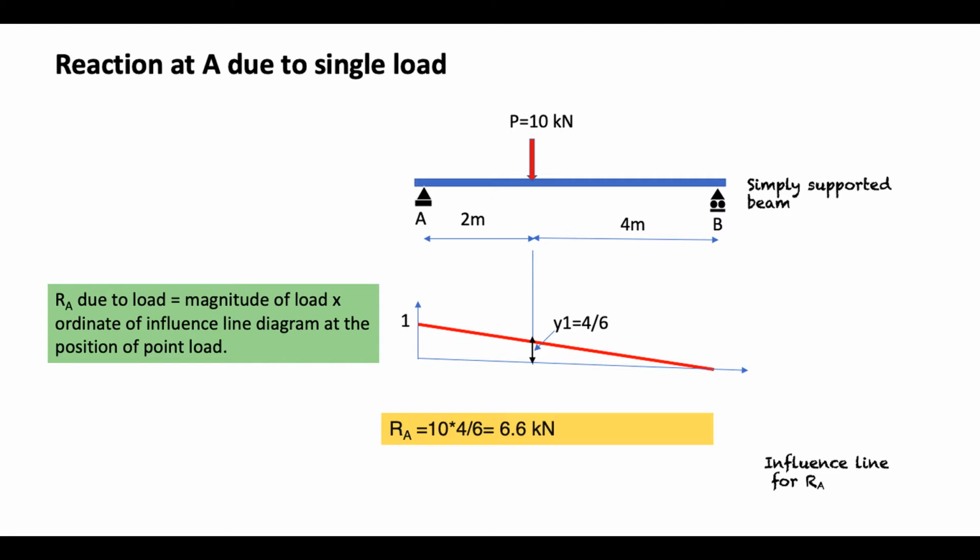It is simply by using the similar triangle, so we can get Y1 is equal to 4/6. Therefore, from the ordinate, so we can get the RA, the reaction at support A due to load P 10 kN is by multiplying the amount of load with the ordinate of influence line. That is the value of reaction at A.